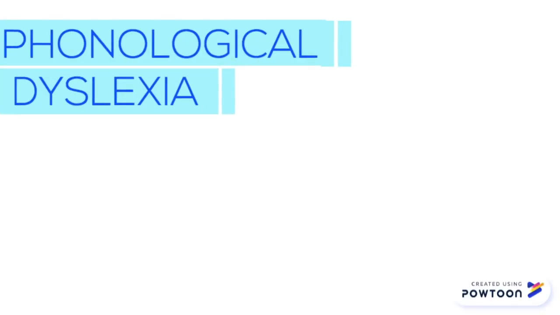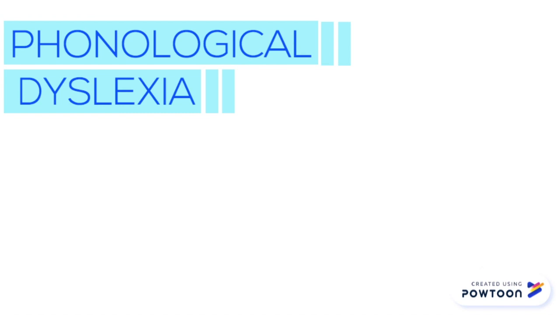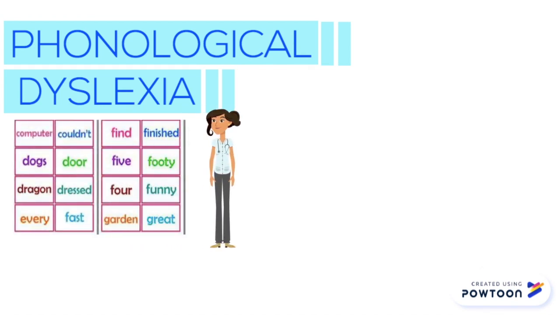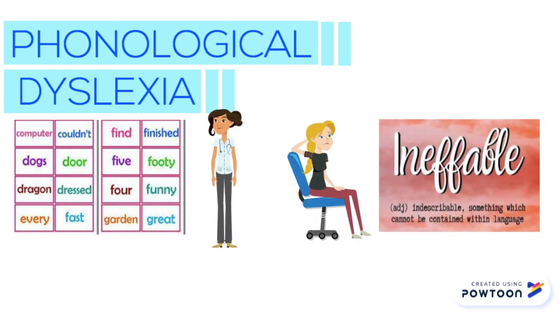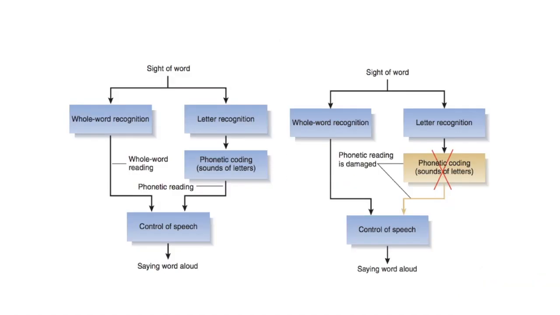Next is phonological dyslexia, which is also a reading disorder, but it's the opposite of surface dyslexia. With this disorder, a person can read familiar words but has difficulty reading unfamiliar words or pronounceable non-words. That is because they're only able to recognize whole words and not able to sound them out. Here's a chart that shows how people with phonological dyslexia would read, similarly to the way that with surface dyslexia they would not have the whole word recognition system working.